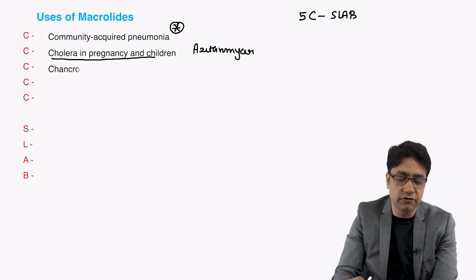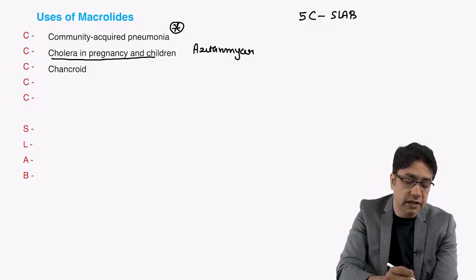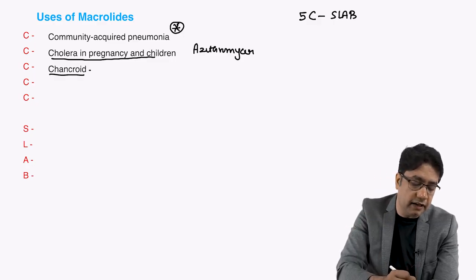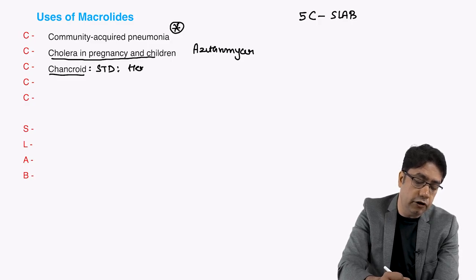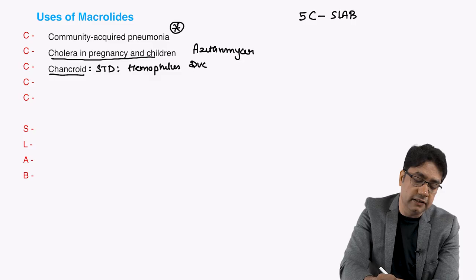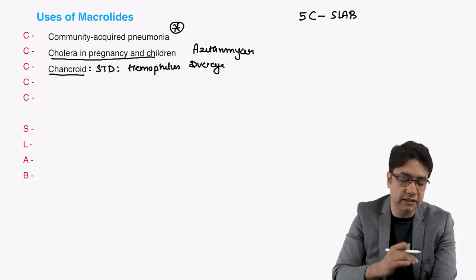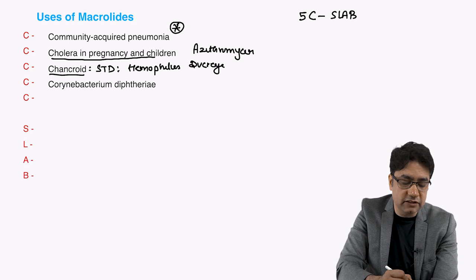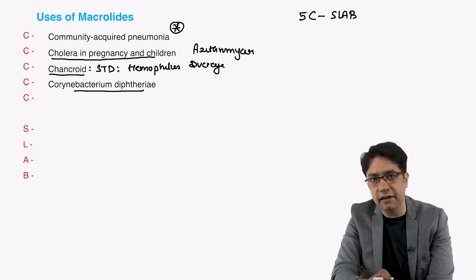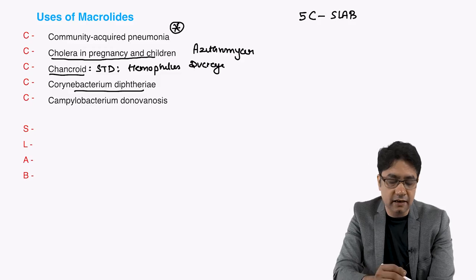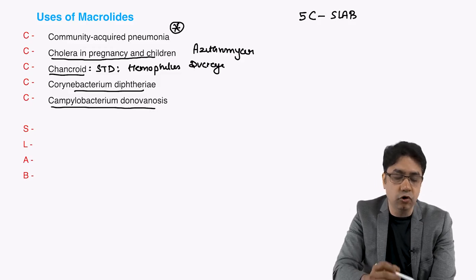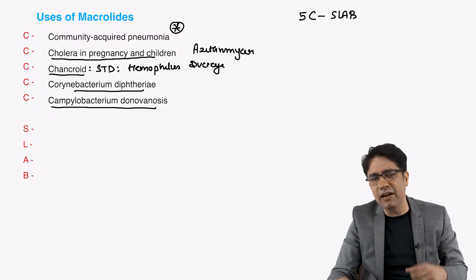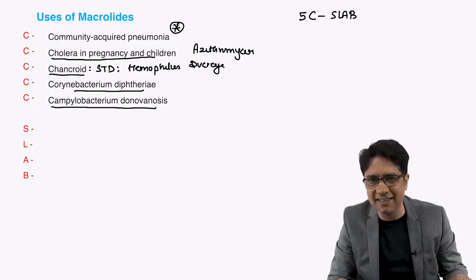They are also the drug of choice for chancroid. Chancroid is a sexually transmitted disease caused by Haemophilus ducreyi. So sexually transmitted disease, azithromycin. They are also the drug of choice for diphtheria, Corynebacterium diphtheriae. And lastly, Calymmatobacterium donovani, another type of sexually transmitted disease.